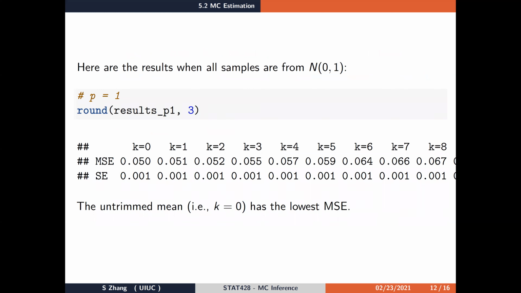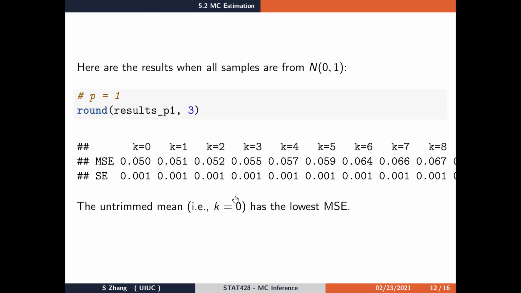So here are the results when all of the samples come from normal 0, 1. So that's a case when p is equal to 1 and none of the samples come from the larger variance distribution. So this result is stored in the results P1 matrix. Let's display it by rounding the results to 3 digits. And here is what the matrix looks like. You can see that it gives you the MSE of all of the possible k values. So it is again overflowing, but by looking at the trend, you get an idea.